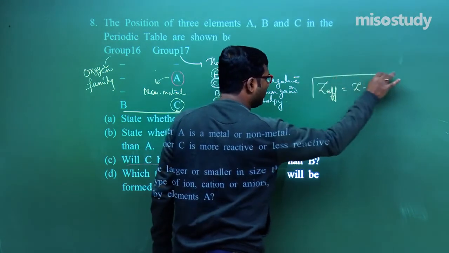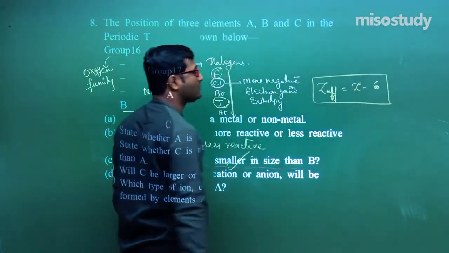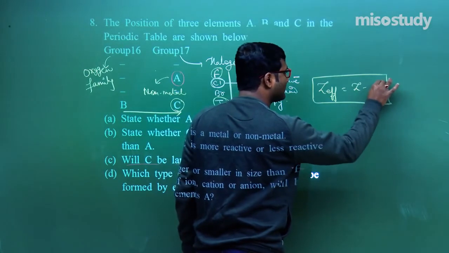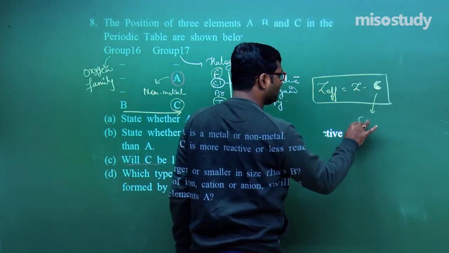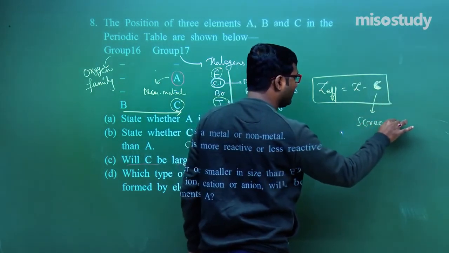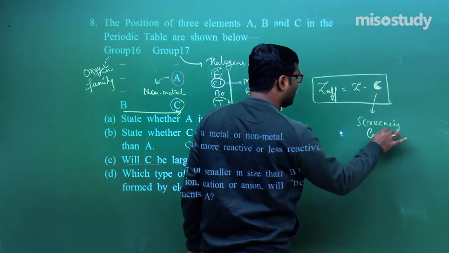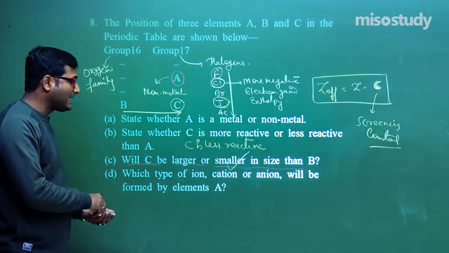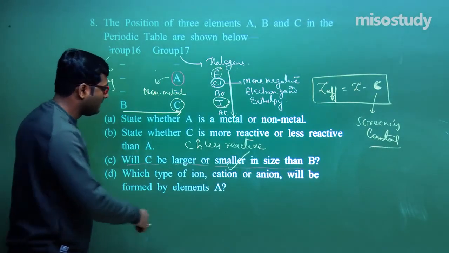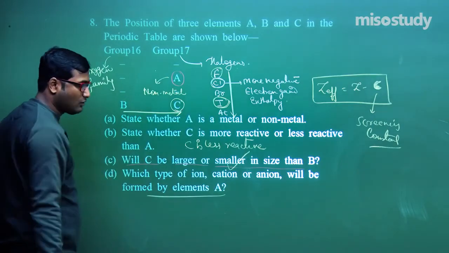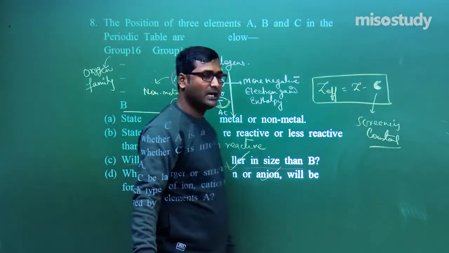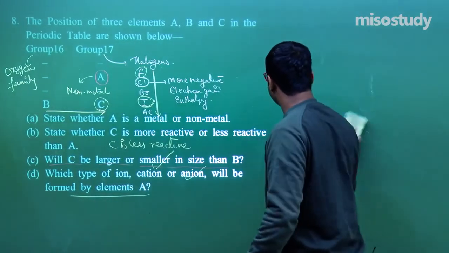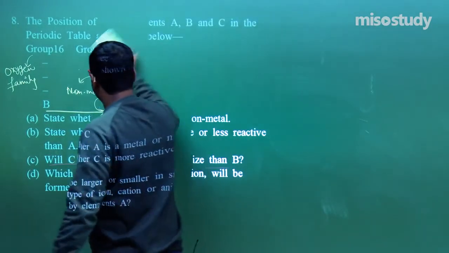This is upper level, but still remember this: Z effective is equal to atomic number minus, not 6, this is a symbol, sigma, the screening constant. This is called the screening constant. Am I right? Yes, sir. Now the next one is, which type of ion, cation or anion, will be formed by elements here? We all know this is non-metal. Non-metal always form anion, my friend. Clear? Yes, sir, definitely. Now I'm going to wrap this part, and now let's move to the next question.